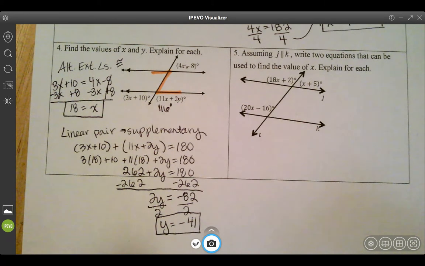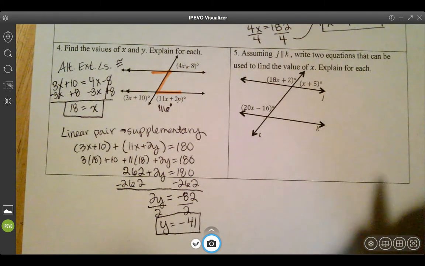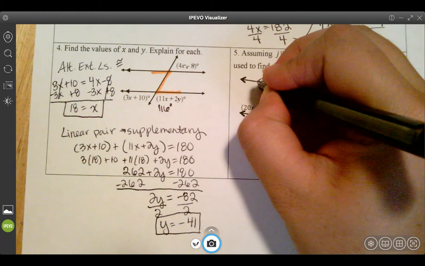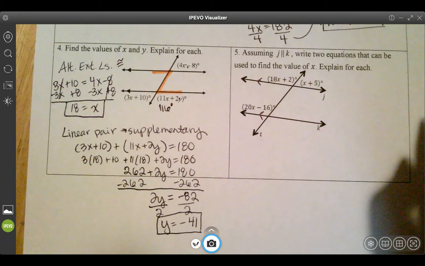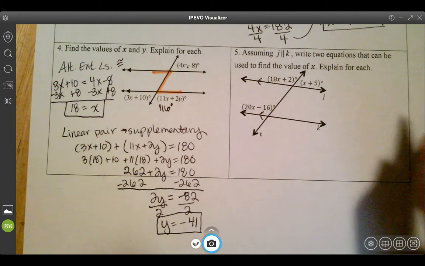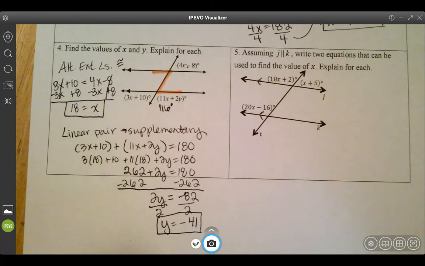Okay, our last problem here. Assuming that J and K are parallel, so I'm going to go ahead and mark these as parallel. Write two equations that can be used to find the value of x. Notice it does not say to solve for x. We're just writing the equations and explaining how we got them. Okay, so we need two relationships.